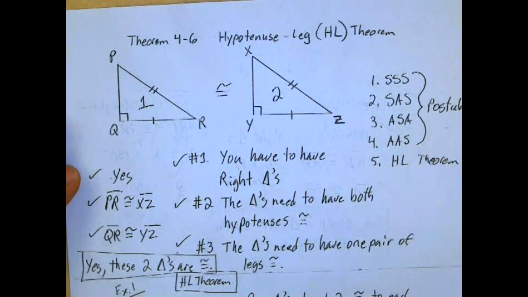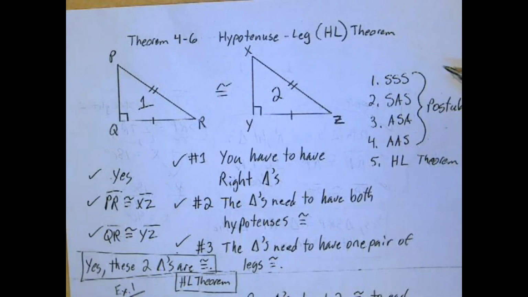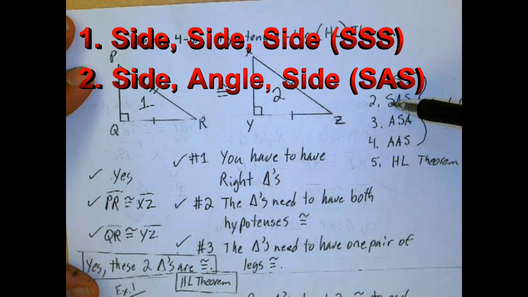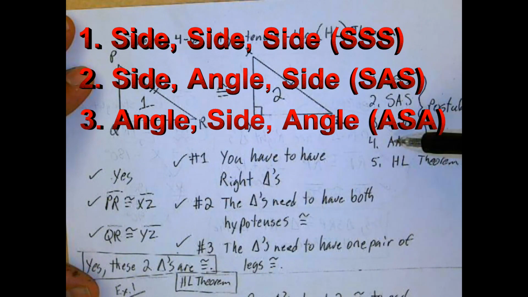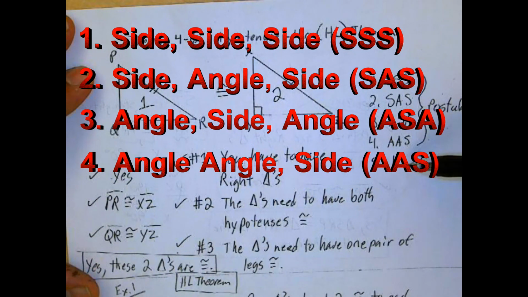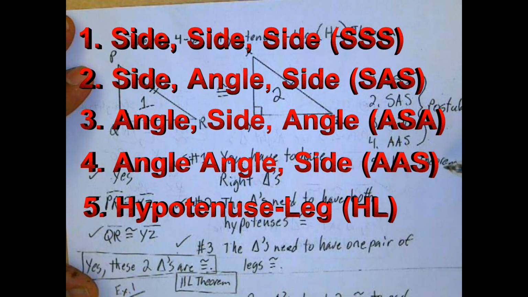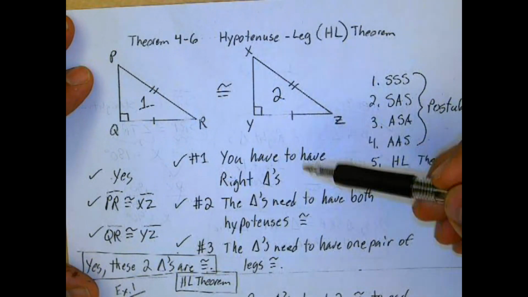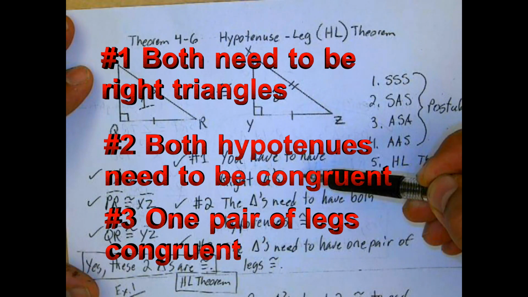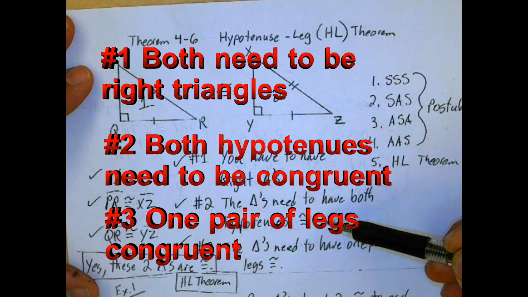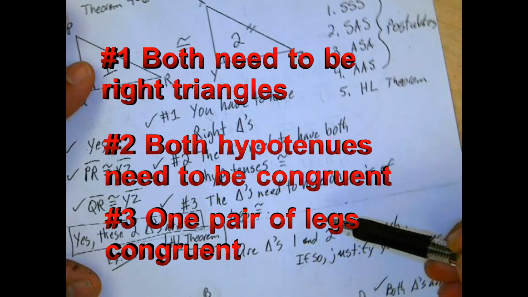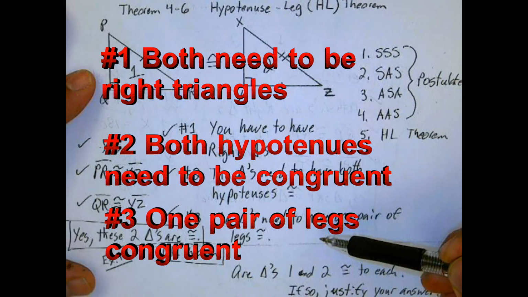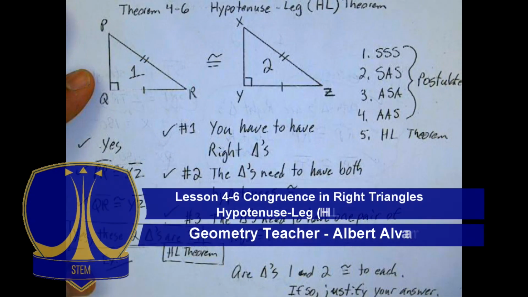So let's go back to the first set of notes. What are now the 5 shortcuts for us to prove that two triangles are congruent? We have side, side, side. We have side, angle, side, angle, side, angle, angle, angle, side, and now the new one for today is HL theorem. Remember, if you're going to use the HL theorem, you need to have 2 right triangles. Their hypotenuses need to be congruent, and at least one pair of their legs needs to also be congruent. That is today's lesson on HL theorem.